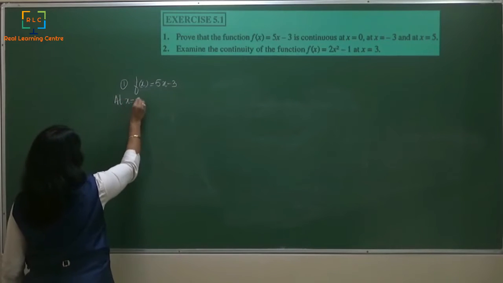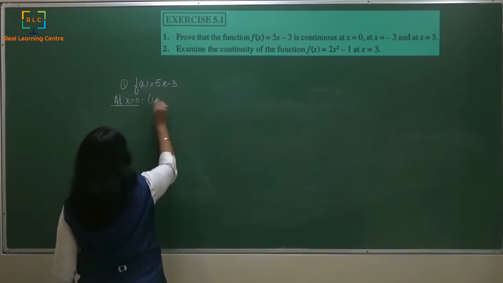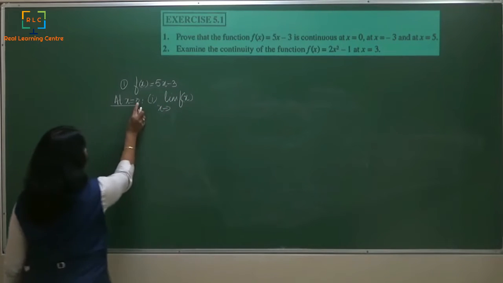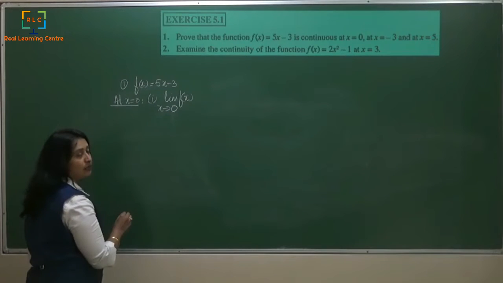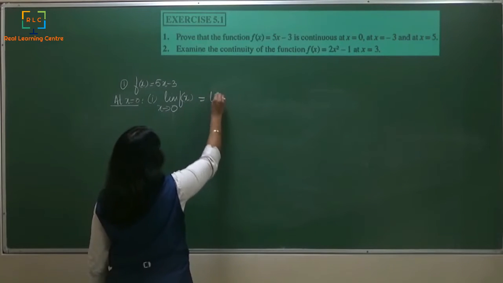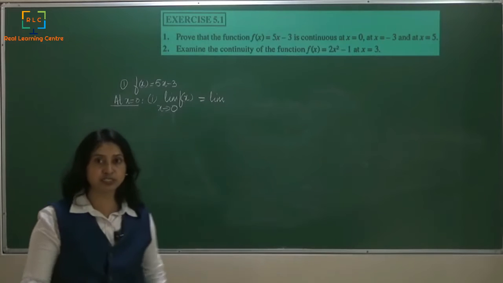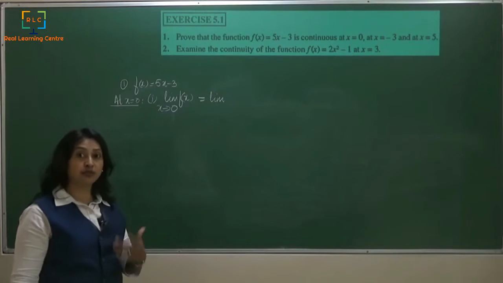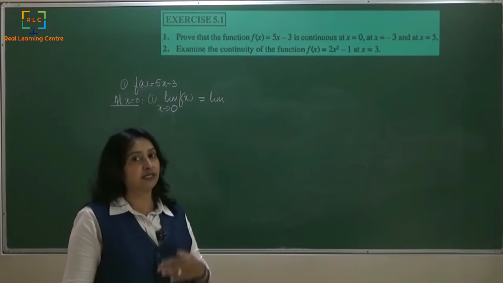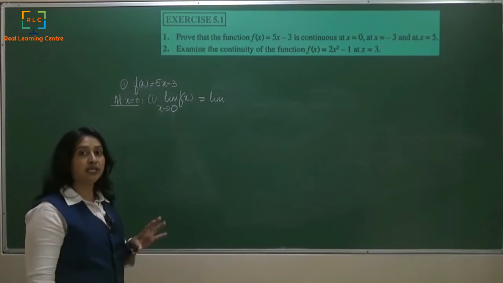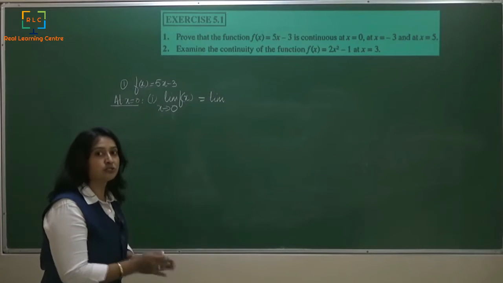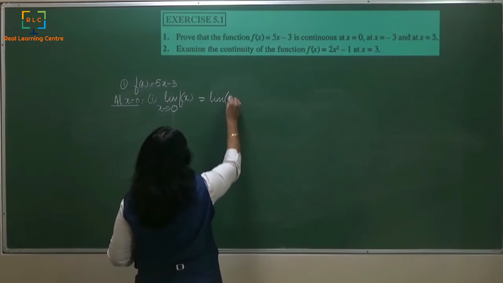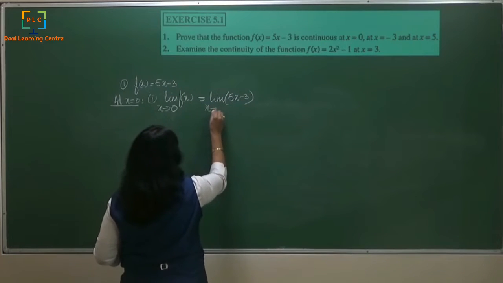I'll start at x equal to 0. The first part is the limit of f of x as x tends to 0. Your first job in the limits lesson is to choose the function. If it is 0 minus or 0 plus, then it is the left hand limit and right hand limit. Here we have only one function, so I apply x tends to 0 and choose the function given, 5x minus 3.